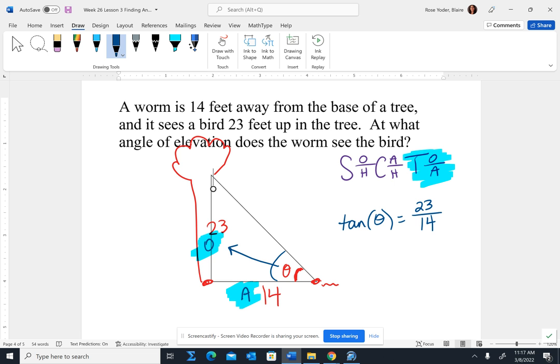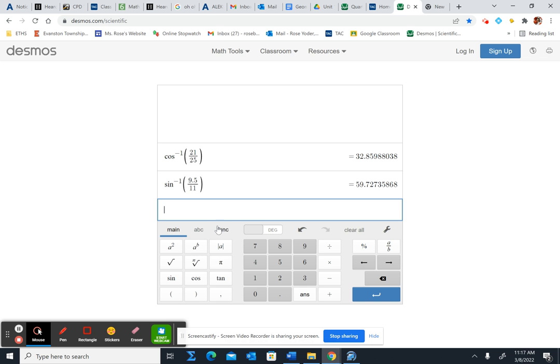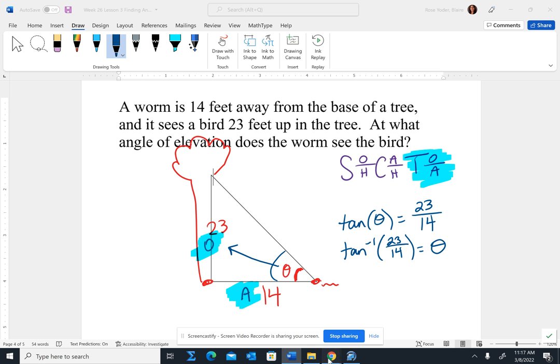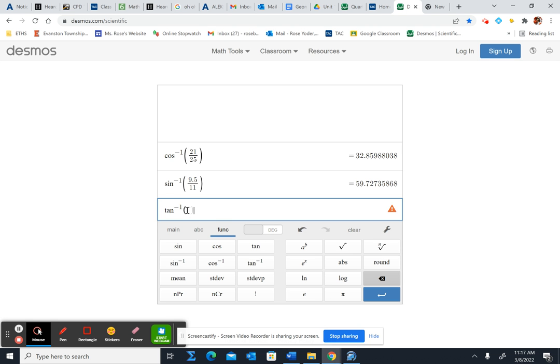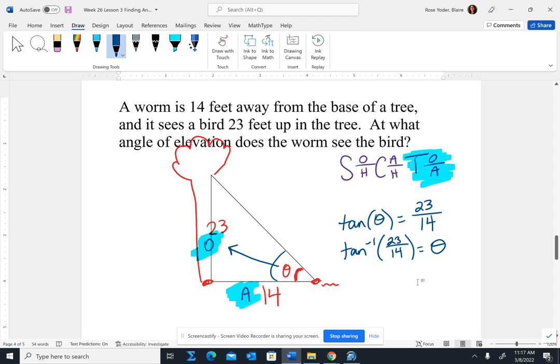All right, I don't want theta as my input. I want 23 over 14. So when I switch the input and the output, I need to do the inverse. And then I just go over to the calculator. This time it is tangent inverse. I keep forgetting the numbers, 23 over 14, 23 over 14, 58.671-ish degrees.